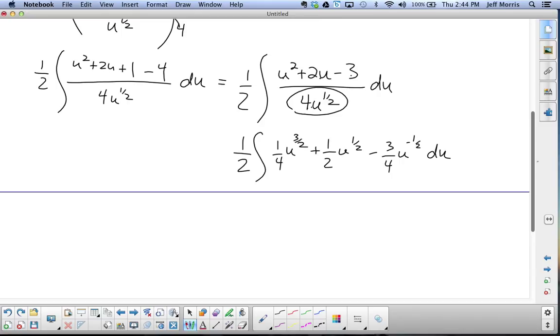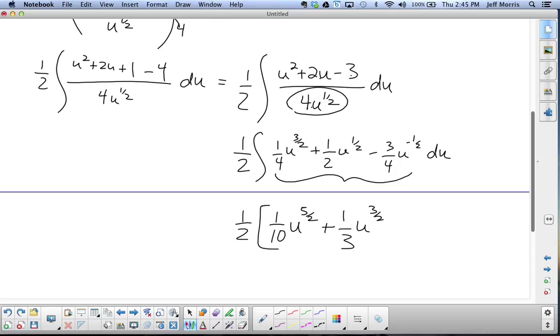Now I can integrate because we've done the rewrite step, so I can find the integral of this using the simple power rule. So we're going to have 1/2 times, add 1 to the exponent, u to the 5/2, and then divide by 5/2, which is the same thing as multiplying by the reciprocal. So if I multiply 1/4 by 2/5, the 2 is going to cancel the 4, and you end up with 1/10. Plus, this would be u to the 3/2. Multiply 1/2 by the reciprocal, which is 2/3. The 2's cancel, you end up with 1/3.